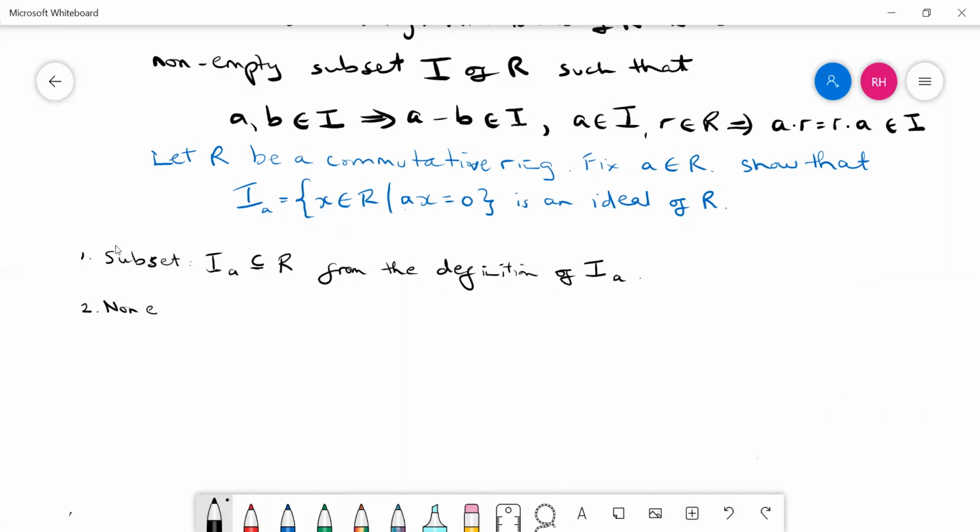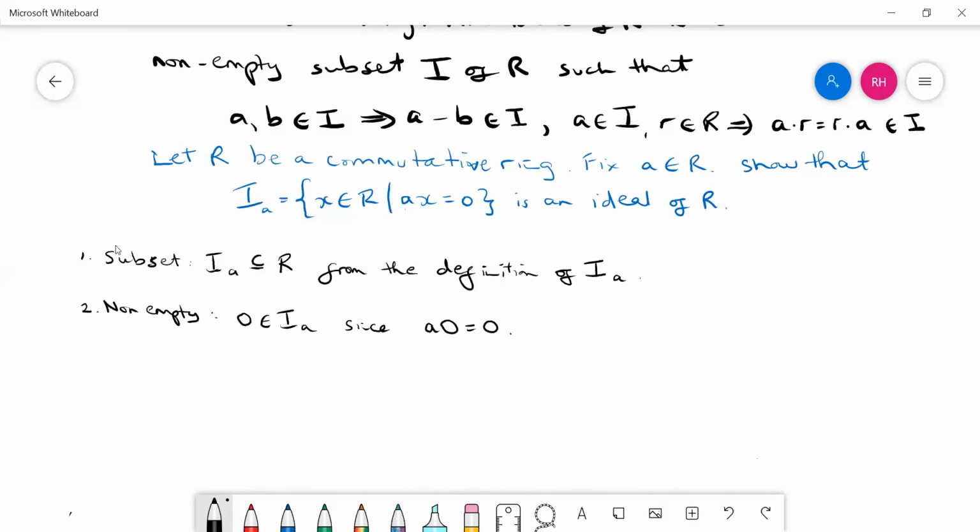Non-empty. So it has to be a non-empty subset. So, 0 is an element of I_A since A0 equals 0. Notice here we're not using the multiplication sign or the dot sign. Multiplication is understood where you have two things next to each other like that.